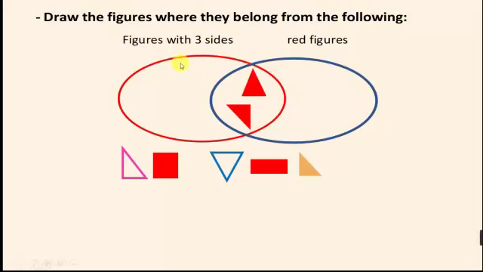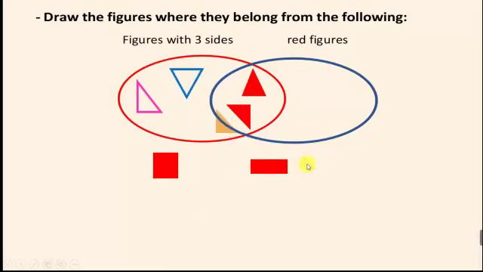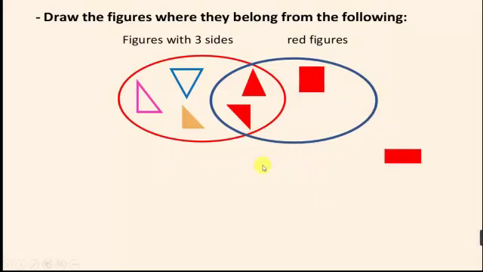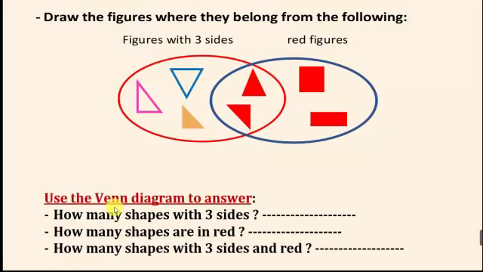Now I will look at the first circle. I am going to put the shapes with three sides. So this one I will put here, and this one also, and this one. Red figures: I will put the square and the rectangle. Okay, let's answer this question. How many shapes with three sides? Let's count them together.